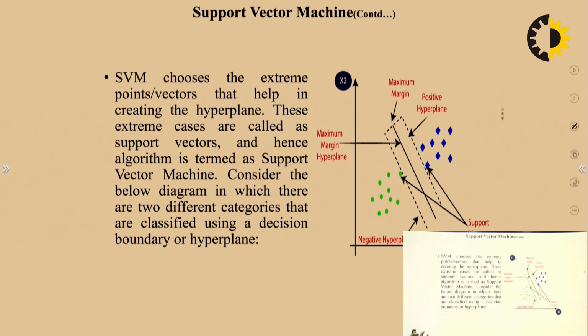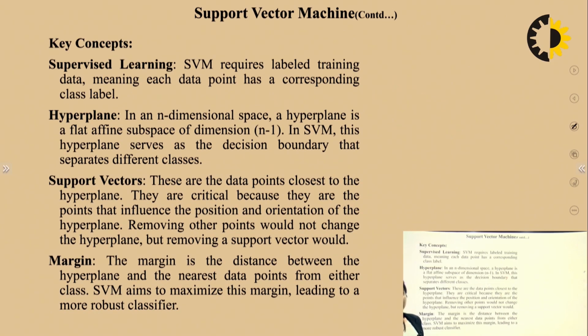In this picture, two classes are given: one is a circle class and one is a square class. So we separate the two classes with a straight line. This straight line is called the hyperplane, and the dotted line is called the decision boundary. The nearest points to the decision boundary are called the support vectors. If we have the maximum margin hyperplane, the support vector machine will give the best result.